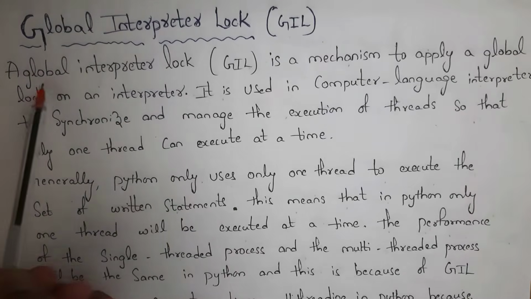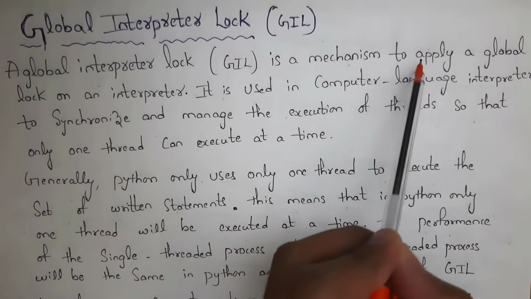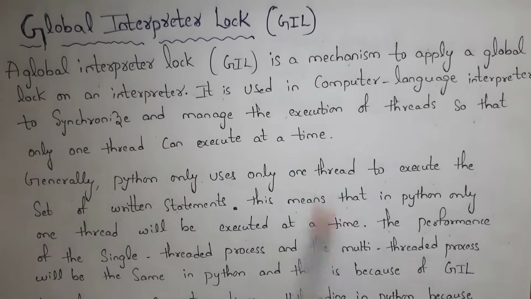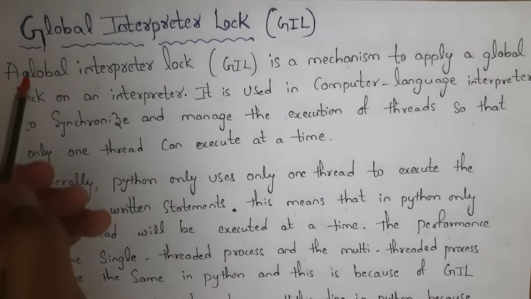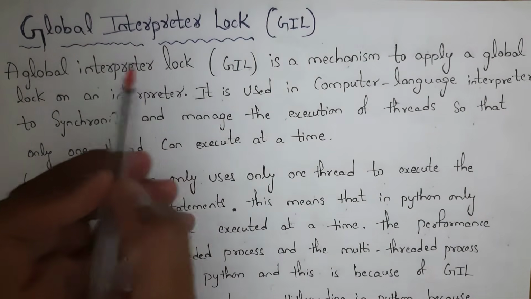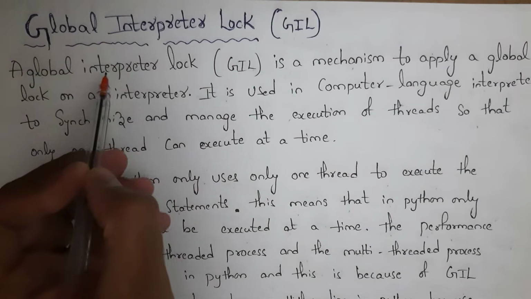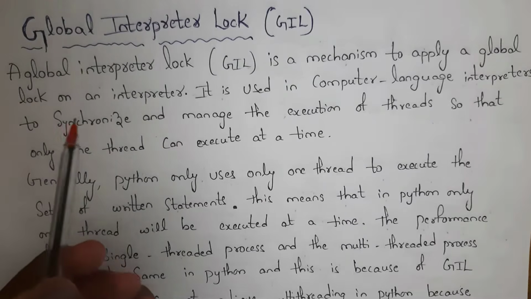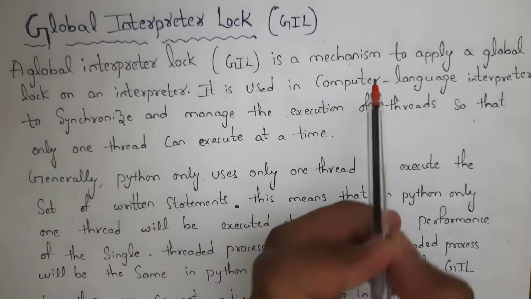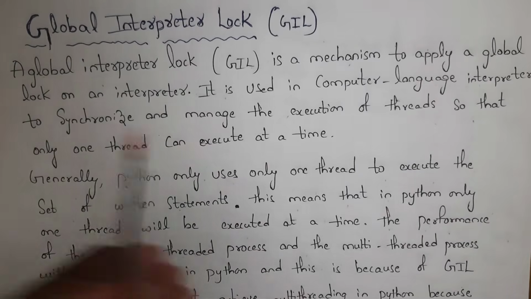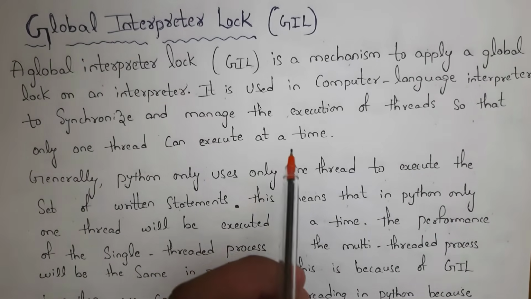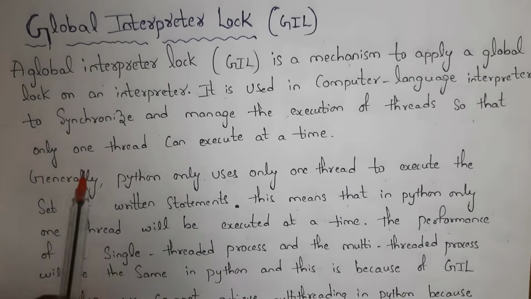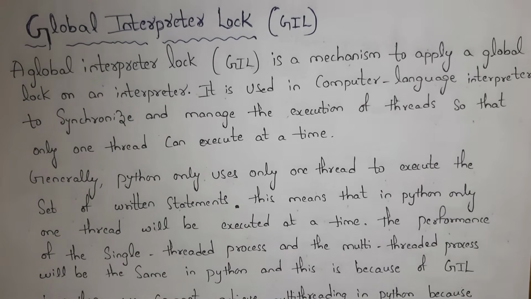Let's get started. A global interpreter lock is a mechanism to apply a global lock on an interpreter. The name itself says global interpreter lock. It is nothing but we are applying a global lock on the Python interpreter. But what is the use of applying a global lock on the Python interpreter? Global interpreter lock is used in computer language interpreters in order to synchronize and manage the execution of threads, so that only one thread can execute at a time. By using global interpreter lock, we can manage execution of threads. That is nothing but we can execute only one thread at a time.